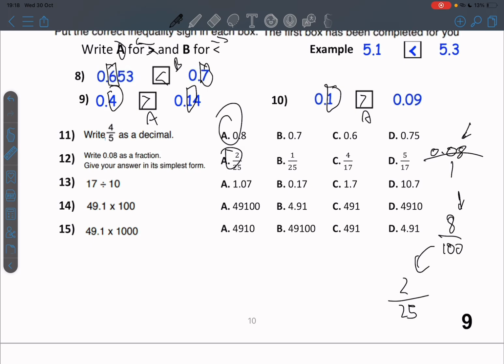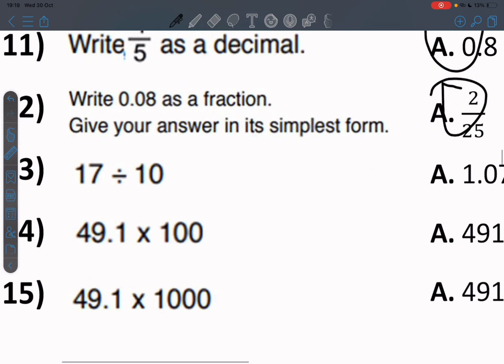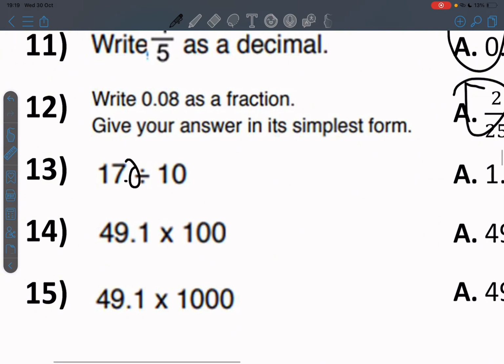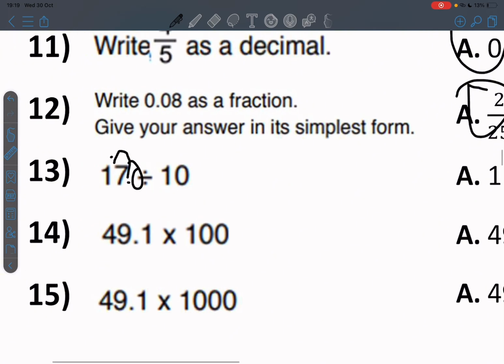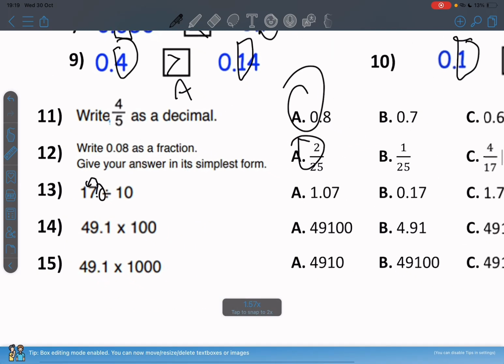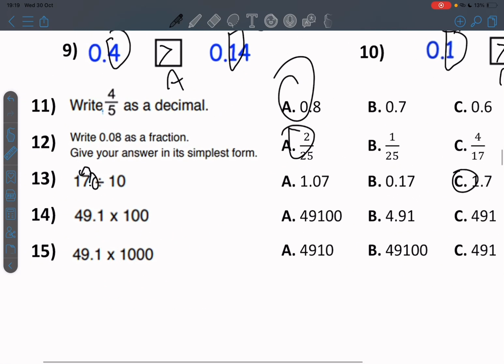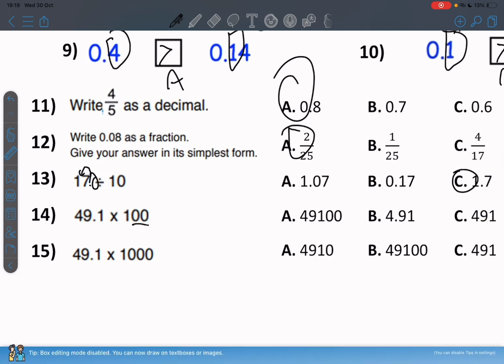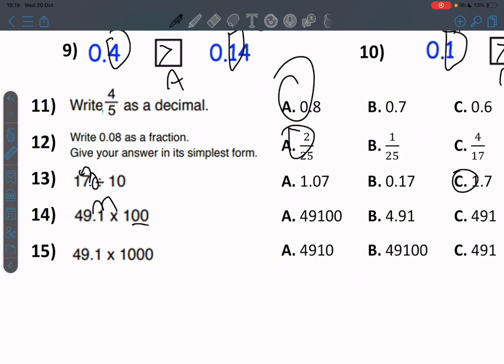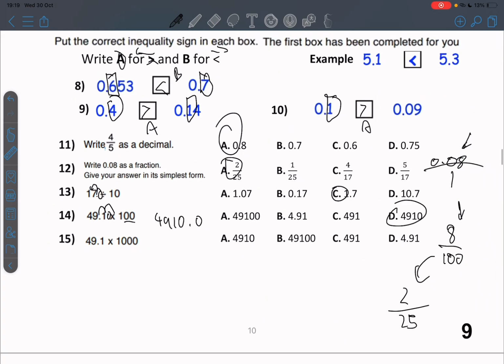Okay, question 13, divide 10 by 17. So when you divide something, imagine there's a decimal point. There's always a decimal point and zeros behind every number. If you divide by 10, you just have to move the decimal point one place to the left, so it should be 1.7. Now with this one, 100, you're timesing, so you move to the right. So you're going to move 1, 2 to the right, and you backfill with 0. So that is 4910.0. That's option D.